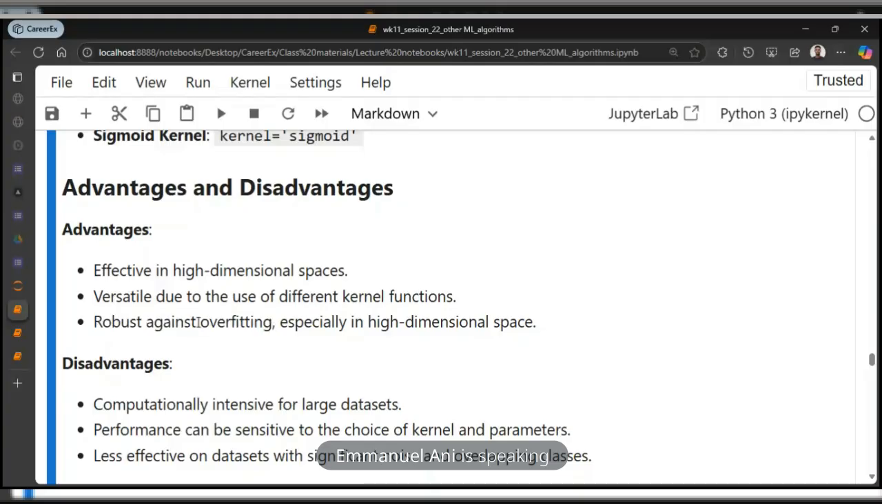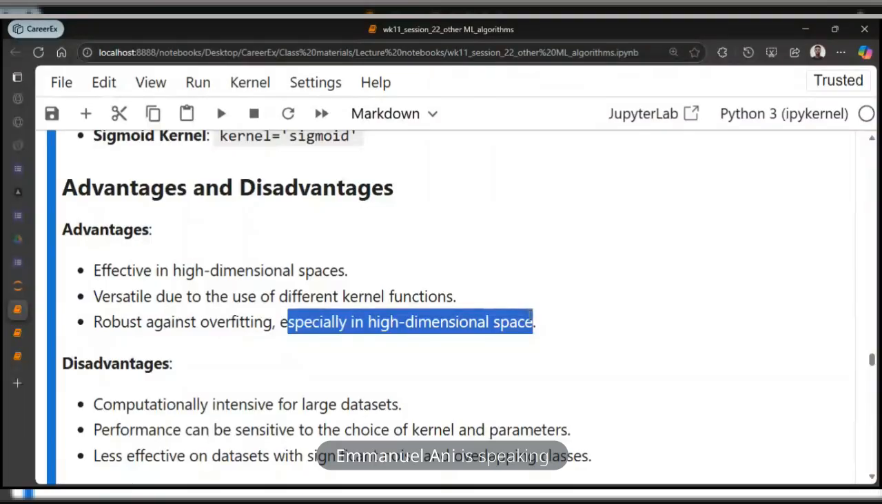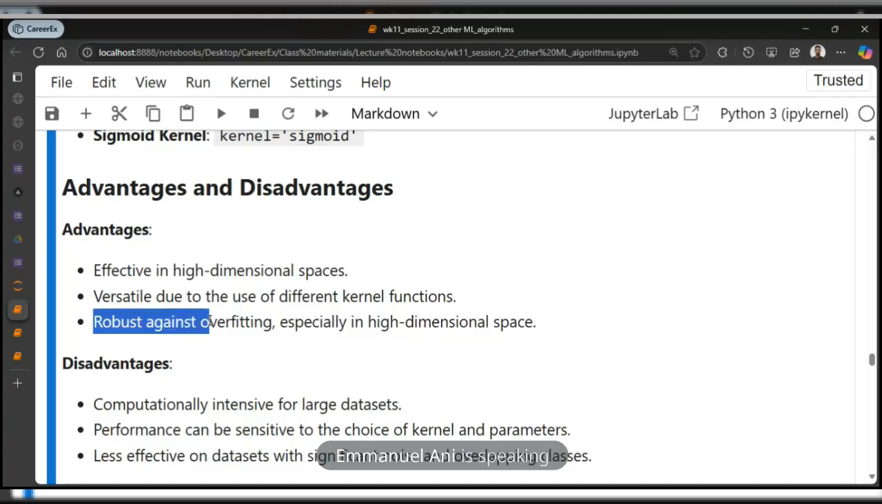I'll explain what overfitting is in one of our next classes, okay? So it is robust against overfitting, especially in high dimensional space. Overfitting is something that you want to avoid when you're building a model, right? You are usually prone to overfitting when you have a lot of dimensions, a lot of features, right? SVM actually tries to prevent overfitting. The way the algorithm works helps you avoid overfitting. So those are the advantages of SVM.